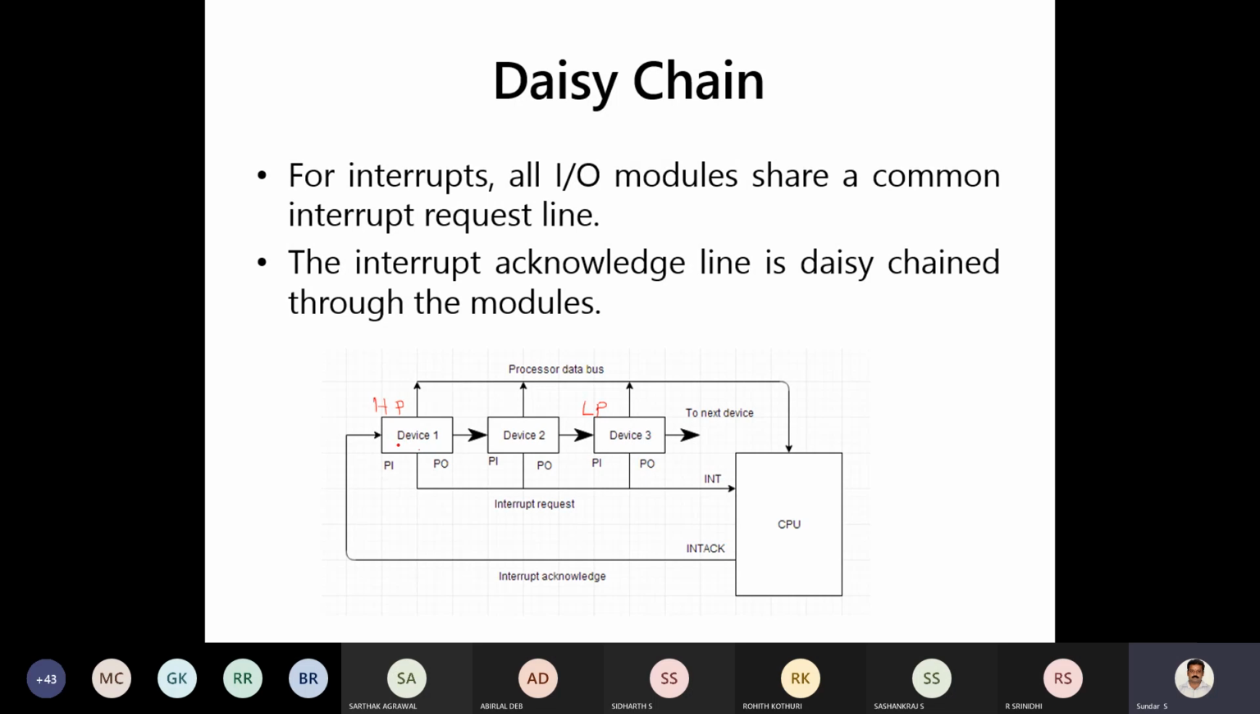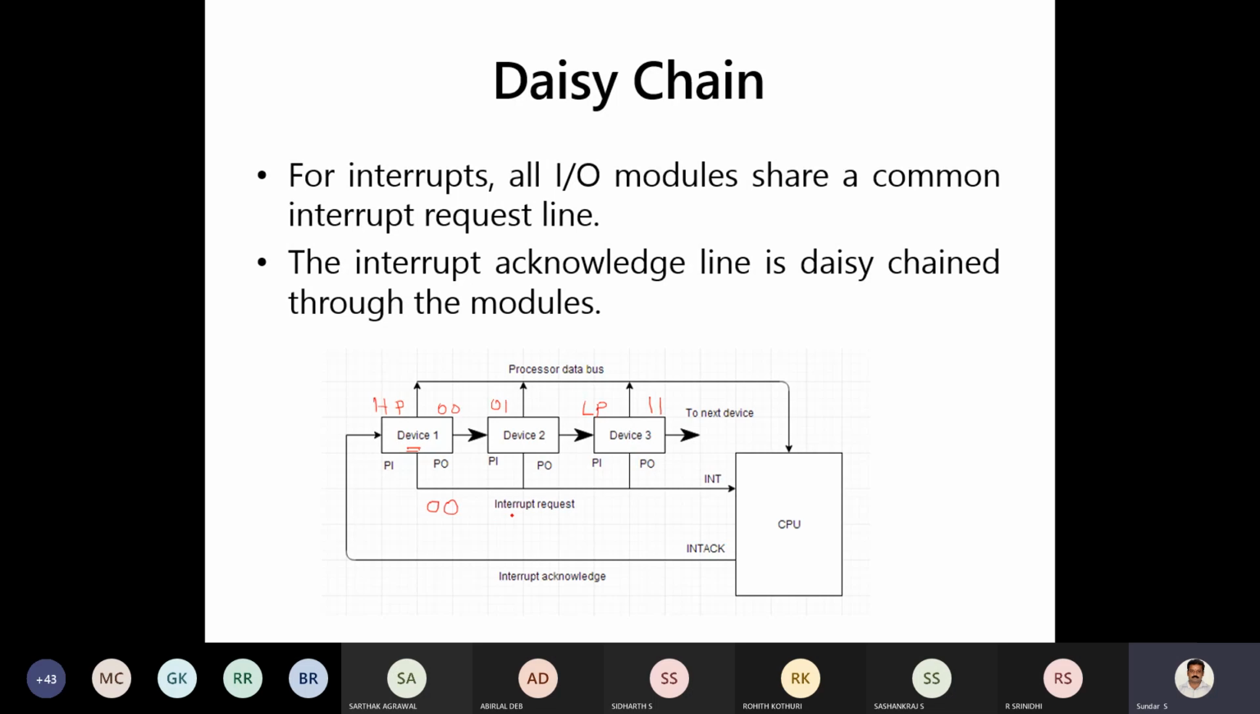In case the device gets the interrupt acknowledgement, it will send one more piece of information, its address. Let us assume 00 is the address, 01 is the address, 1011 is the address.